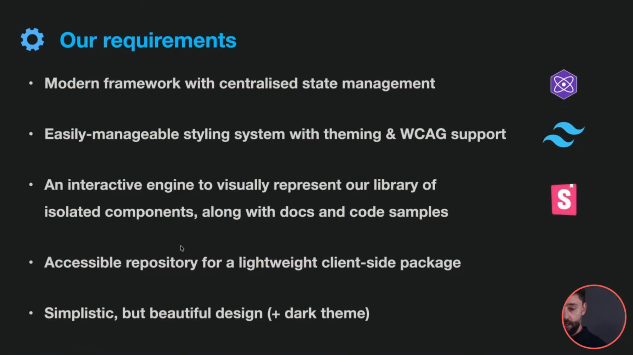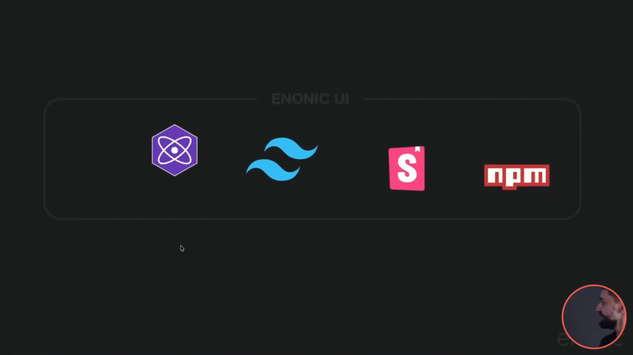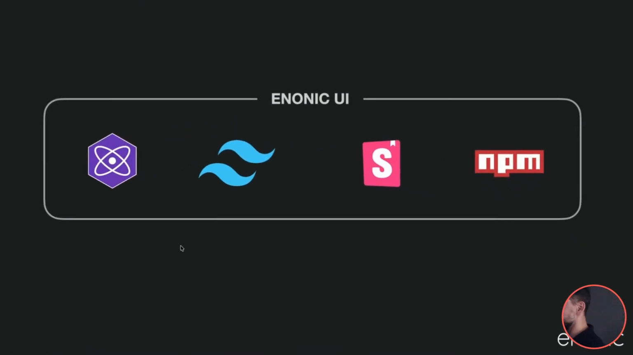The Storybook, everyone knows it, right? Vegar, do you know the Storybook? Okay, he does. Yes, and of course NPM. Everyone is using NPM nowadays. And for the last one, we recruited our dear friends at Item, who sent us the guy called Jonas, who helped us to build the beautiful but very simplistic design in Figma. So this was our stack, which is basically the cornerstones of the Enonic UI.